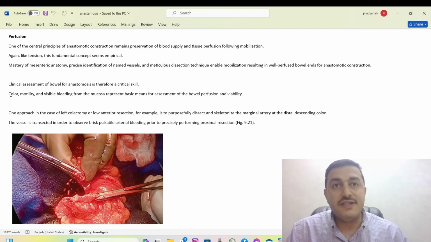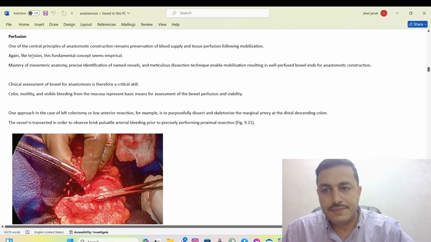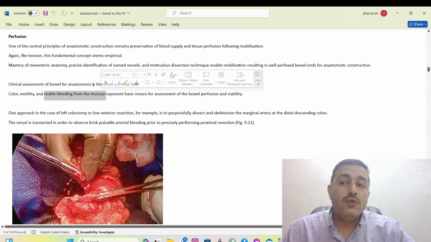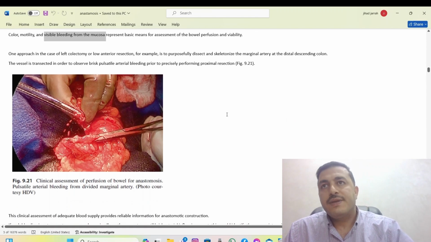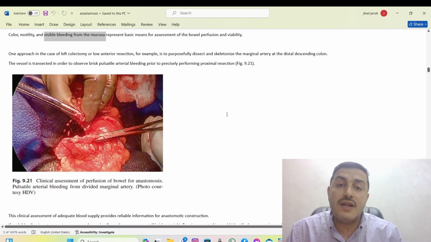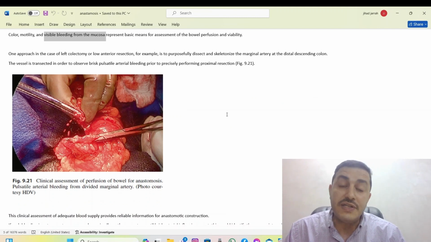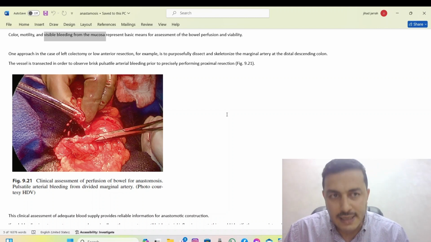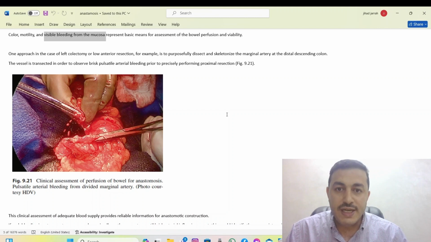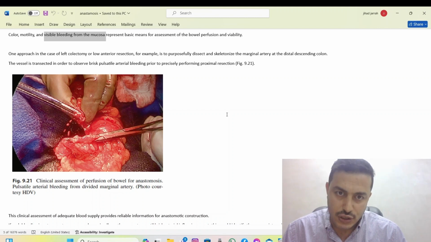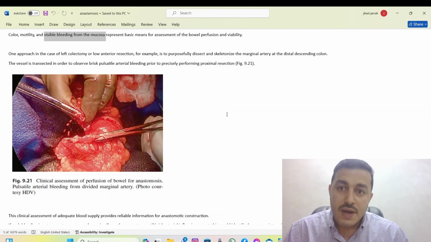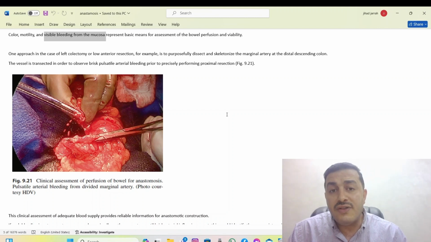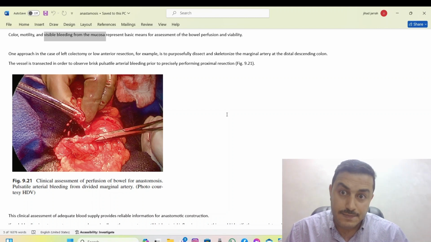Visible bleeding after resection from the mucosa. And what we also use, especially when we are dealing with left colon resection and anastomosis, is we intentionally transect the marginal artery at the level of the resection and before the resection itself. The marginal artery, again, is the artery near the bowel itself.